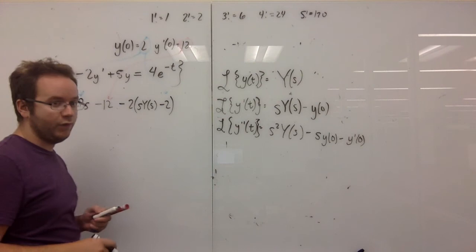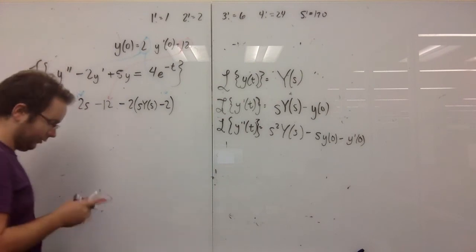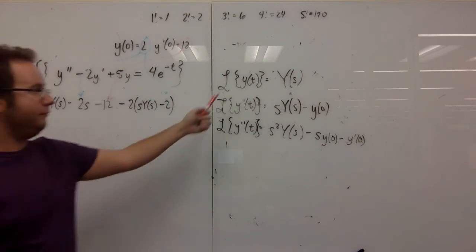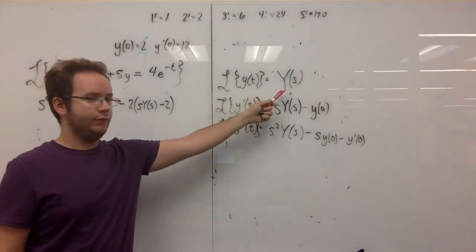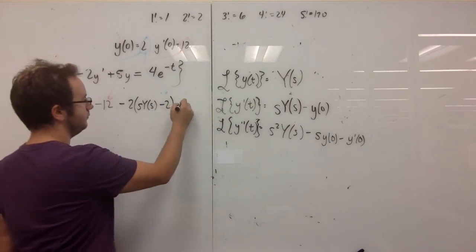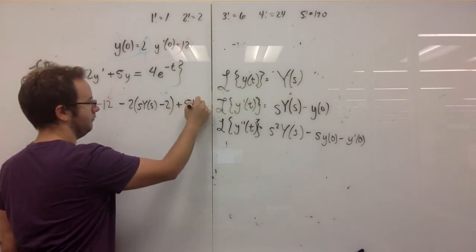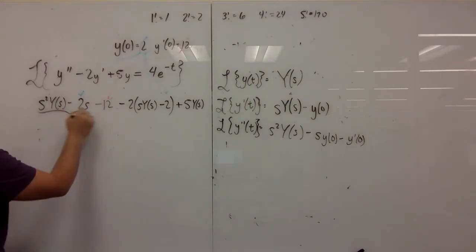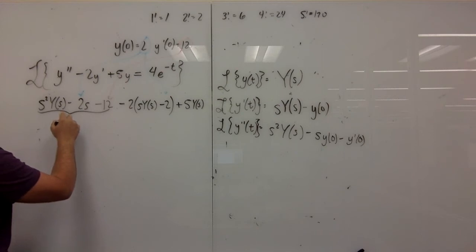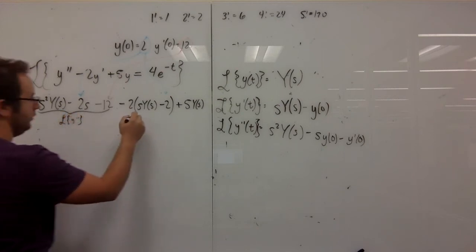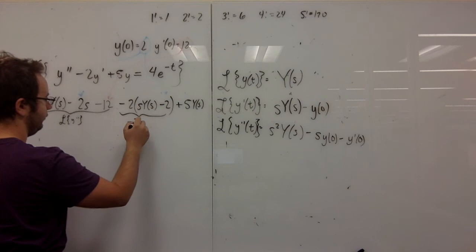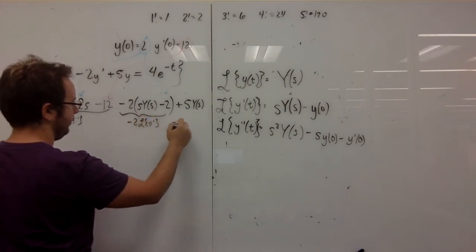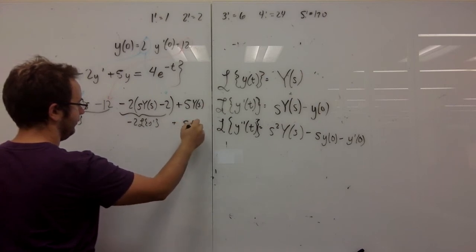What's the Laplace transform of 5y? What do we call it? What's the Laplace transform of y? Little y. What's the Laplace transform of little y? Big Y. Oh, never mind. You're replacing them with the other equation. So this is the Laplace transform of y double prime. This is negative 2 times the Laplace transform of y prime. This is plus 5 times the Laplace transform of y.